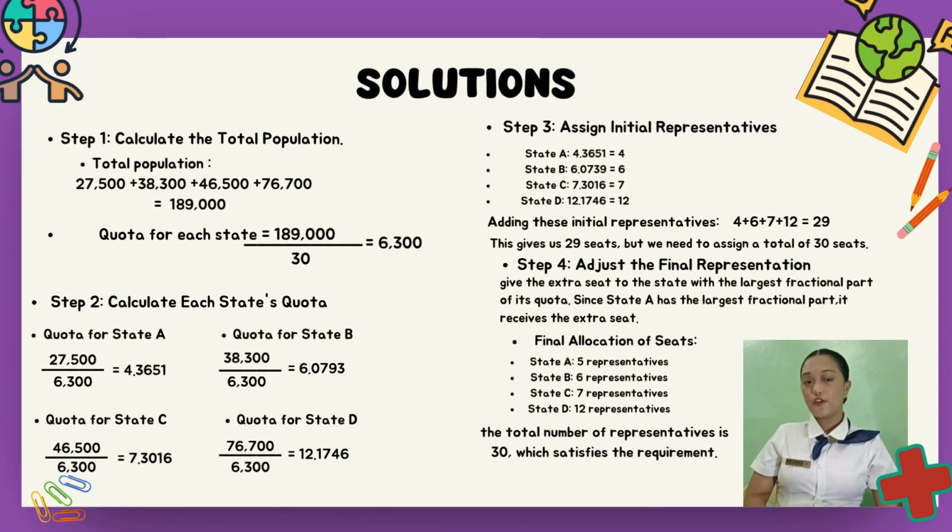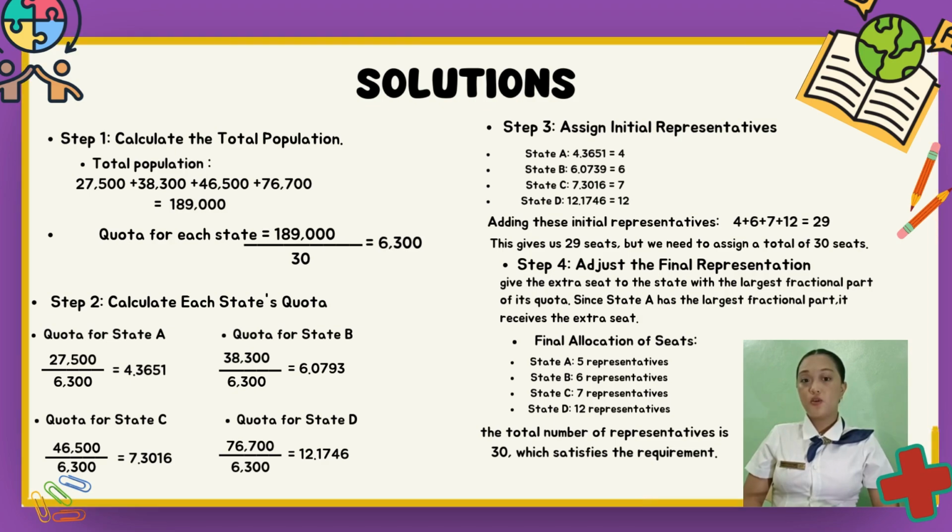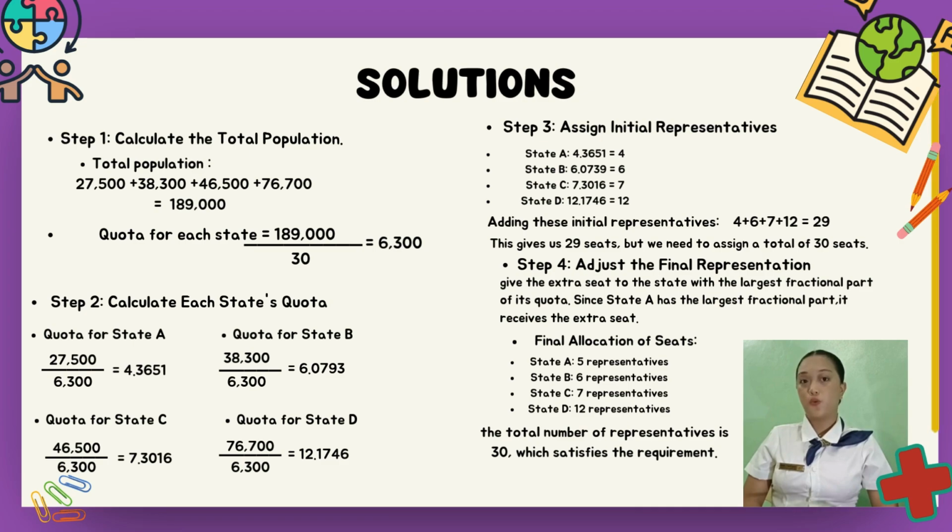In the solution, first, calculate the total population, then divide the total population by the 30 seats in Congress, which results in 6,300. An easy way to explain: for state A, divide the state's population by 6,300, which results in the quota. Then, assign initial representatives. The initial number of representatives for each state is obtained by taking the floor of each state's quota, rounding down to the nearest whole number.